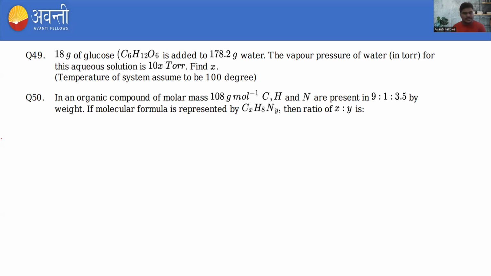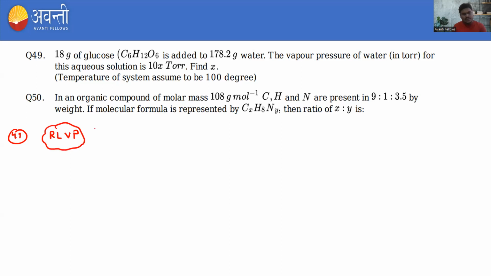That is question number 49. So what does question number 49 ask? In question number 49, 18 gram of glucose, whose molecular mass is given, is added to 178.2 gram of water. The vapor pressure of the water in this aqueous solution is 10x. We have to find the value of x. So this is from the relative lowering in vapor pressure. We know the formula for the relative lowering in vapor pressure.